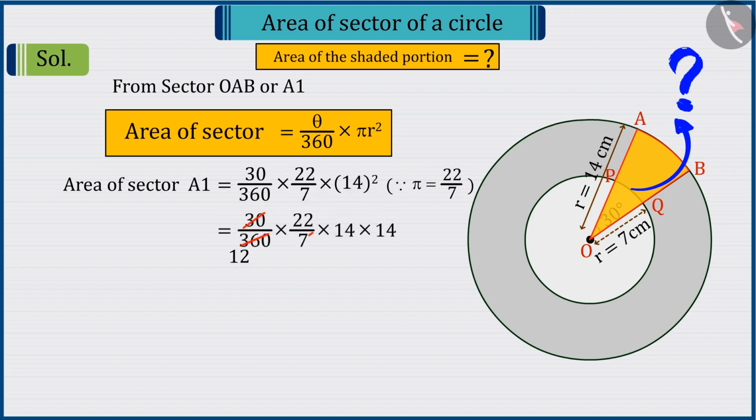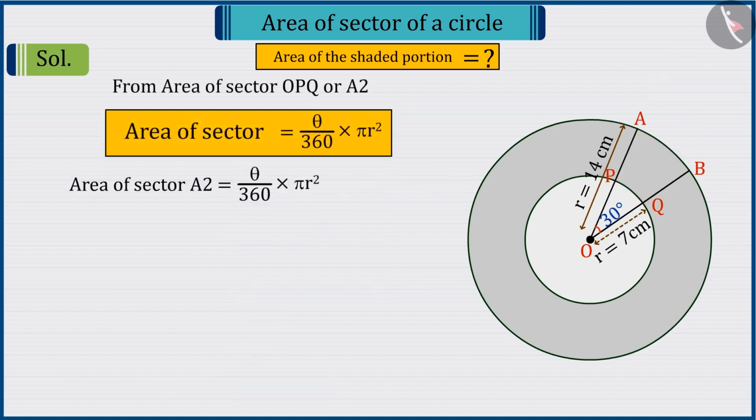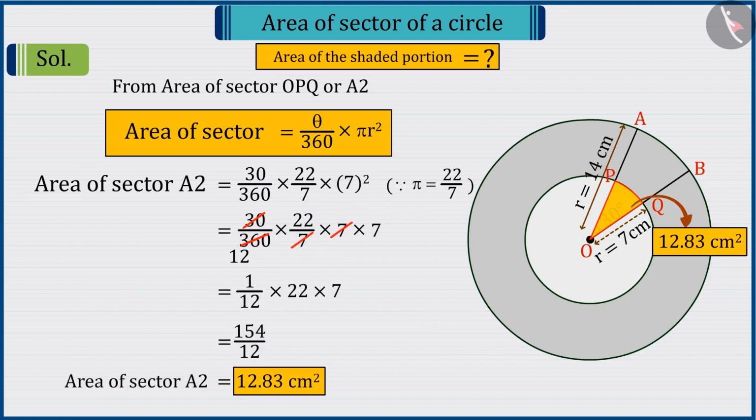On solving, the value of A1 is 51.33 square centimeters. Similarly, the value of A2 is obtained as 12.83 square centimeters.